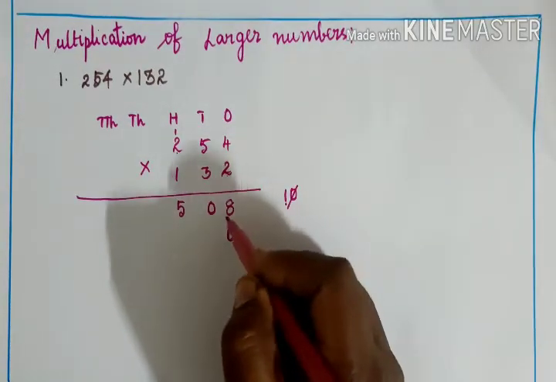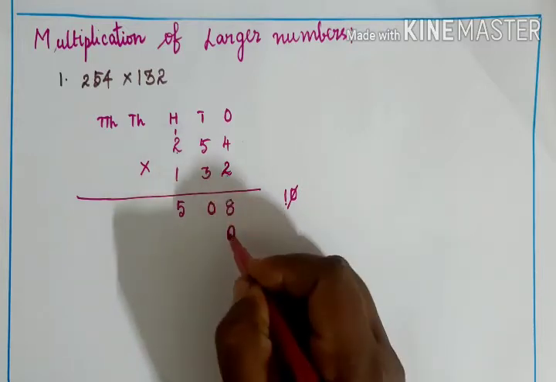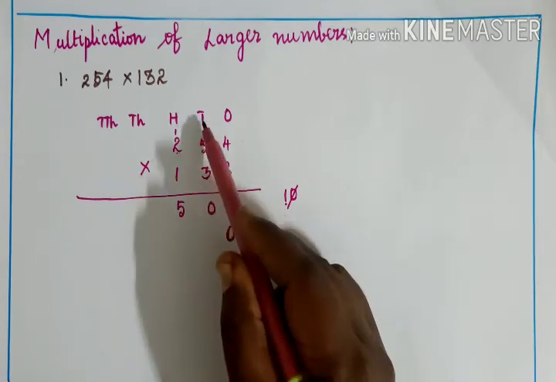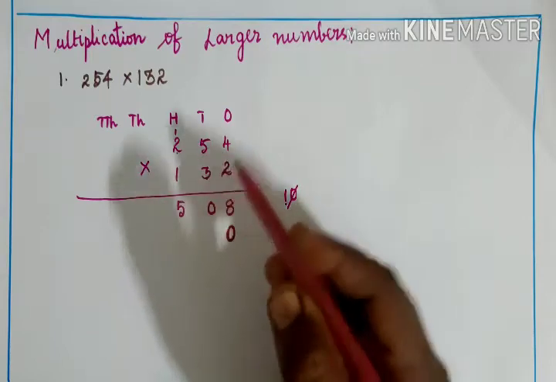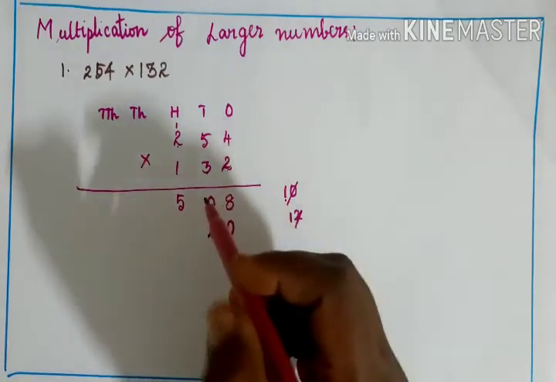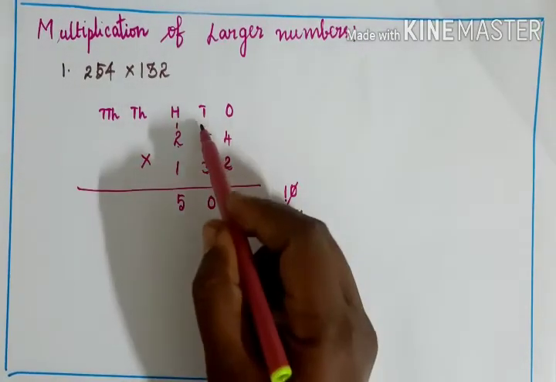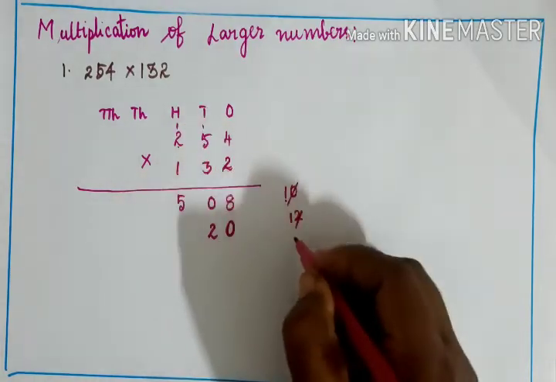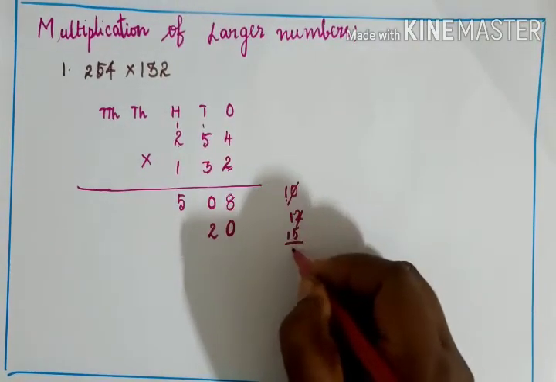So when you are going for the tens place, you have to put first 0. Okay, then you have to start with the third table. Okay, third is tens. Okay, so 3 fours are 12. So 2, balance 1. Next, 3 fives are 15. 15 plus 1 is 16.